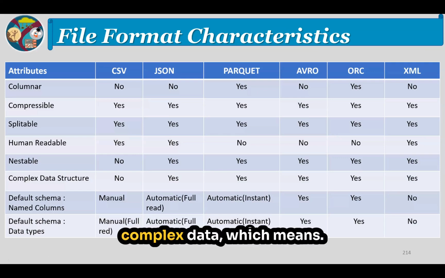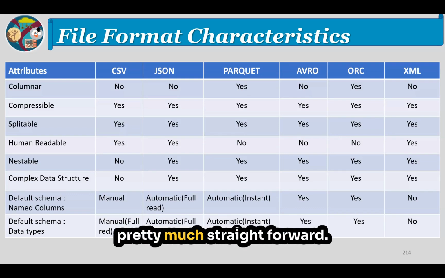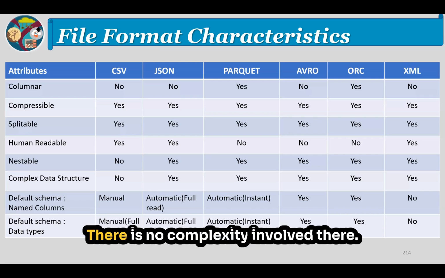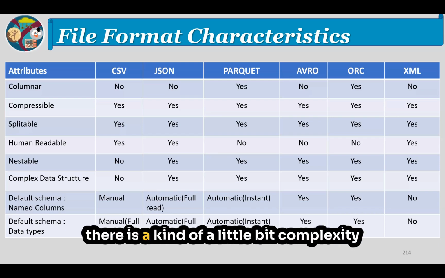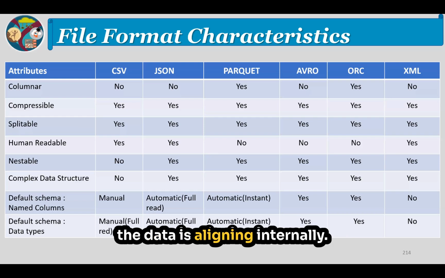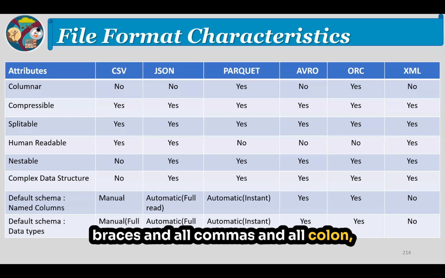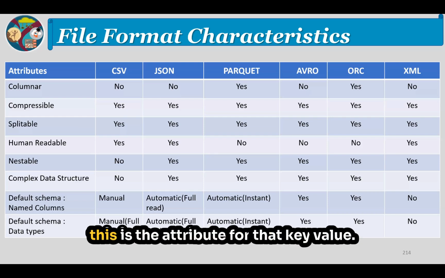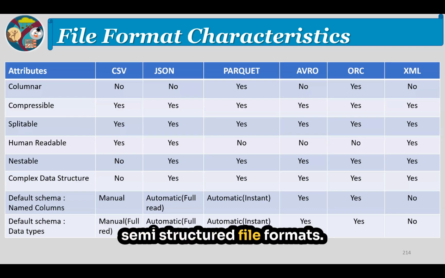Now the next is complex data structure, which means the complexity of the data. If you see CSV, it is pretty much straightforward. There is no complexity involved there. But coming to the remaining formats, there is a little bit of complexity in how the data is aligned internally. They open multiple curly braces, commas and colons, and put a key-value, and this is the attribute for that key-value. We are going to specify all these things as part of these semi-structured file formats.